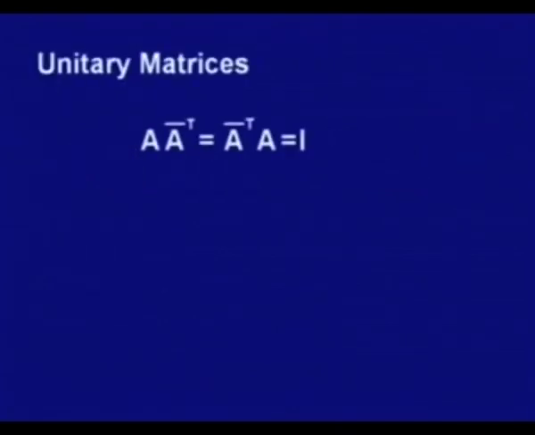Now, unitary matrices are the square matrices which satisfy this property, that is A multiplied by A bar transpose is equal to A bar transpose A, and the product is I. Now, only if the matrix A is complex does A bar transpose have meaning. If it is real, then A bar transpose is nothing but A transpose itself, and in that case A A transpose is equal to A transpose A is equal to I. That means it is the same as an orthogonal matrix. So, unitary matrices are a generalization of orthogonal matrices in complex numbers.